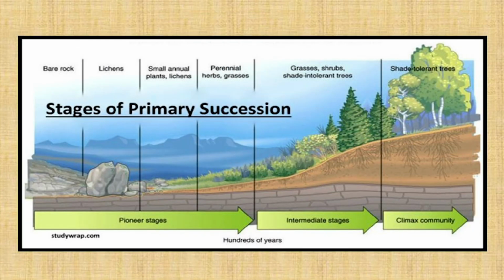The stages of primary succession are explained here. The first one is the pioneer stage, the second one is the intermediate stage, and the third one is the climax community. It will take hundreds of years for primary succession to occur.